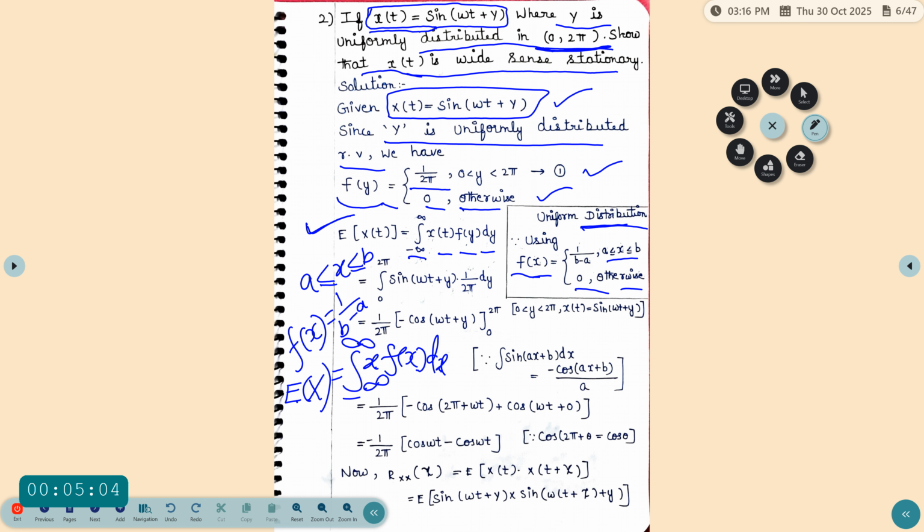So here the general limit is minus infinity to infinity. But in our given problem Y lies between 0 to 2π. So here we substitute 0 to 2π as the limit.